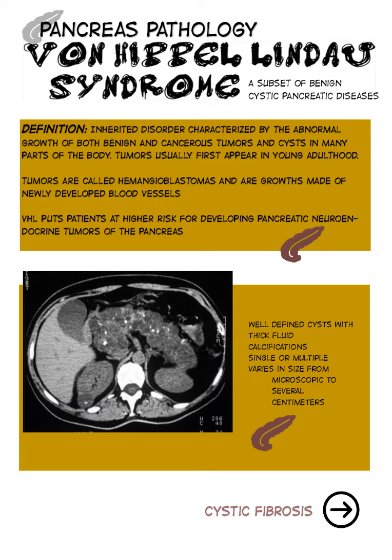Von Hippel-Lindau syndrome is another inherited disorder, and what happens with von Hippel-Lindau syndrome is that the patient is more likely to develop both cysts and tumors. The cysts can pop up in any organ, including the pancreas, and then the tumors are going to be solid and typically are benign but have potential to become cancerous. Those are most likely going to be in the brain, spinal cord, eyes, something like that. Those tumors are called hemangioblastomas, and they're typically made of newly developed blood vessels.